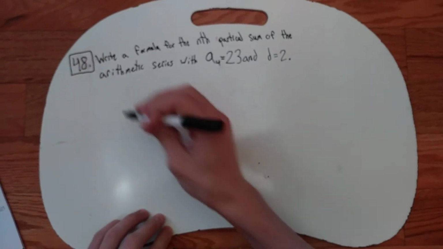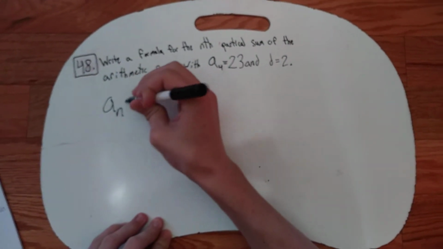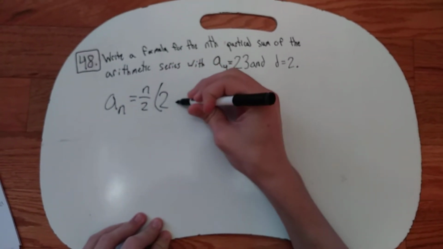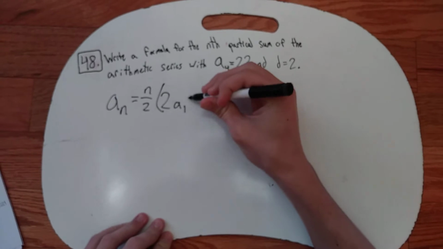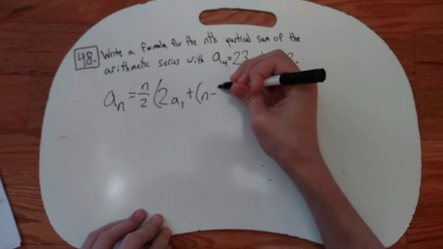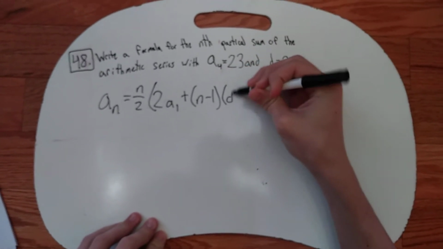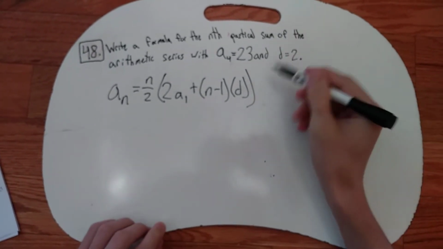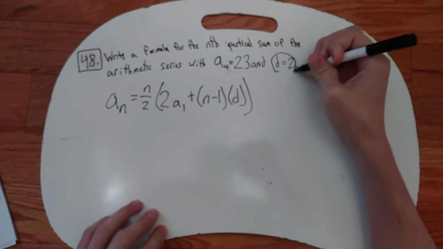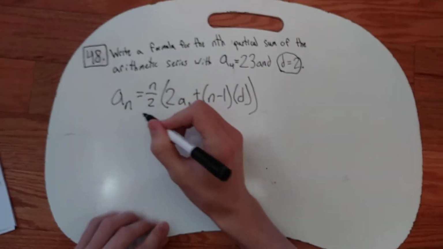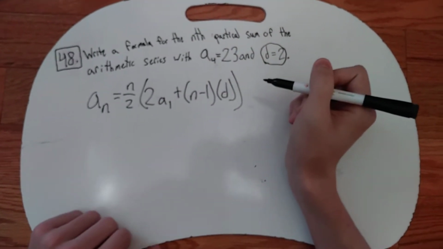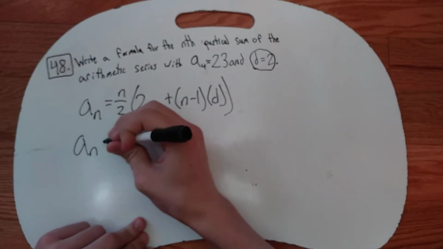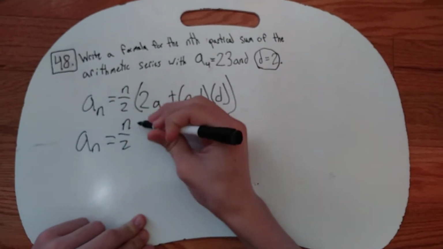The formula you would use for this is a sub n equals n over 2 times a sub 1 plus n minus 1 times the d value. Now, we already have some of this information. We have the d value. Wow, you're so smart. You must be the smartest in your class. Oh, I wish so. And then, at this point, we can start putting some of the information in.